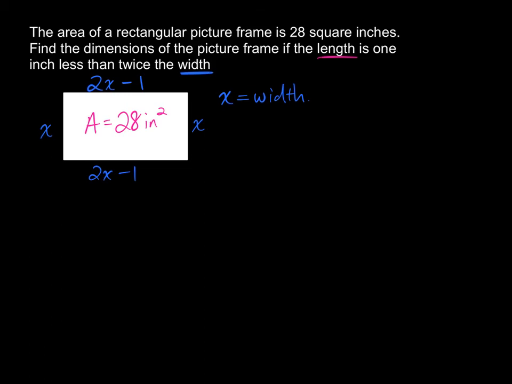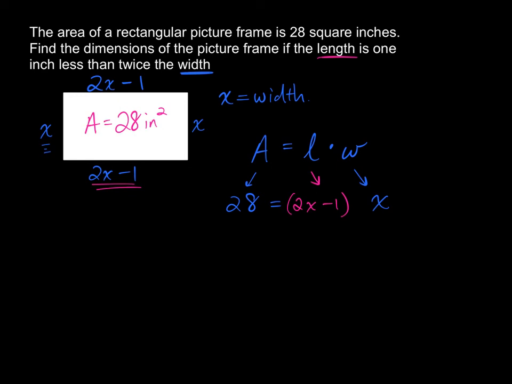Cool. So we have a width, we have a length, and we have an area. Lucky for you, you all remember that the area of a rectangle is length times width. So with the width being x, I'm just going to make that substitution. And with the length being 2x minus 1, I will also make that substitution. And that will equal the area, which we knew from right here, is 28 inches squared. All right, so we have an equation.